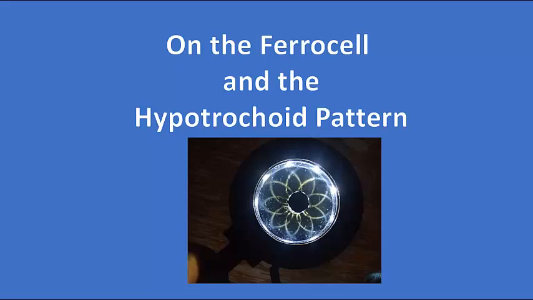So I get a lot of questions on the Ferrocell and the hypotrochoid pattern that you see when you are looking at the north or the south pole under the Ferrocells. So I thought I'd spend a little bit of time and try to demystify that a little bit, to sort through where that pattern is coming from, what is the root of the pattern, and then hopefully that will help us understand the Ferrocell a little better.